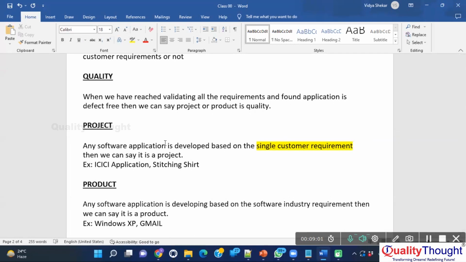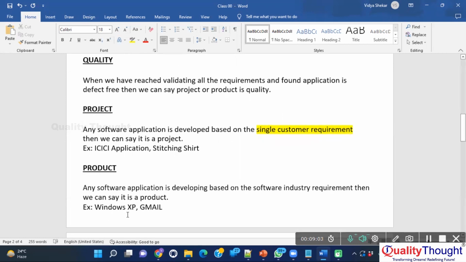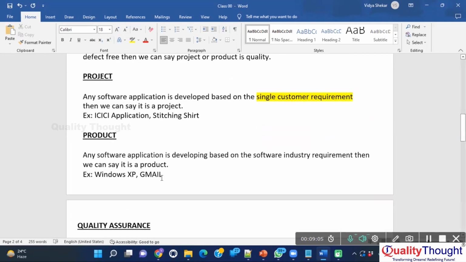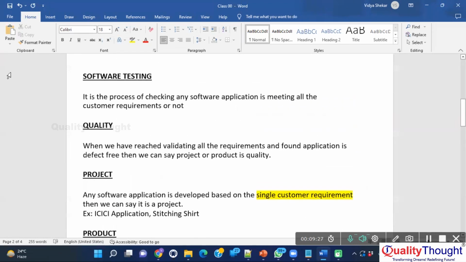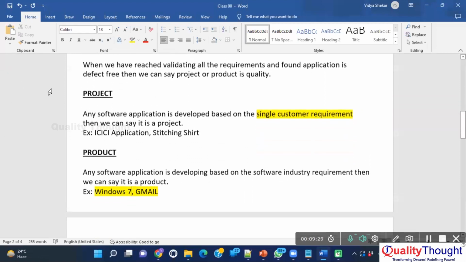Whereas an application developed with no particular client for it is called a product. For example, take Gmail or the Windows 7 operating system; there is no particular client for it. Nobody asked Google to develop Gmail or Google Maps. They came up with a common problem available in the market and started providing a solution to that problem. Are we good with this point? Software testing, quality, project, and product.